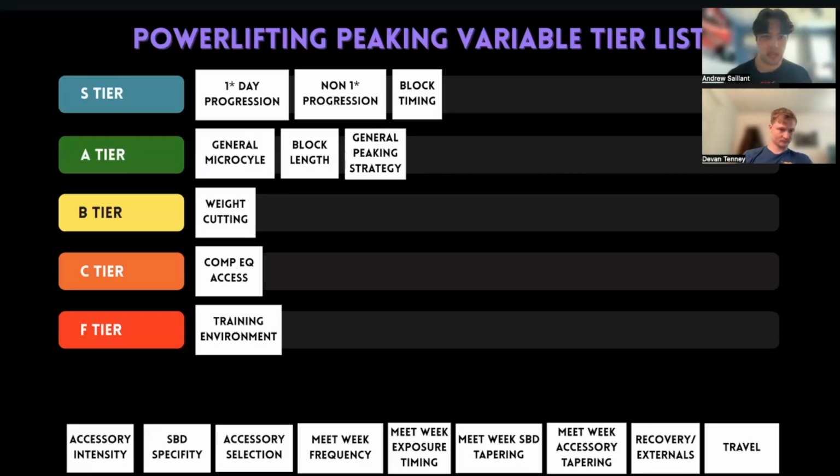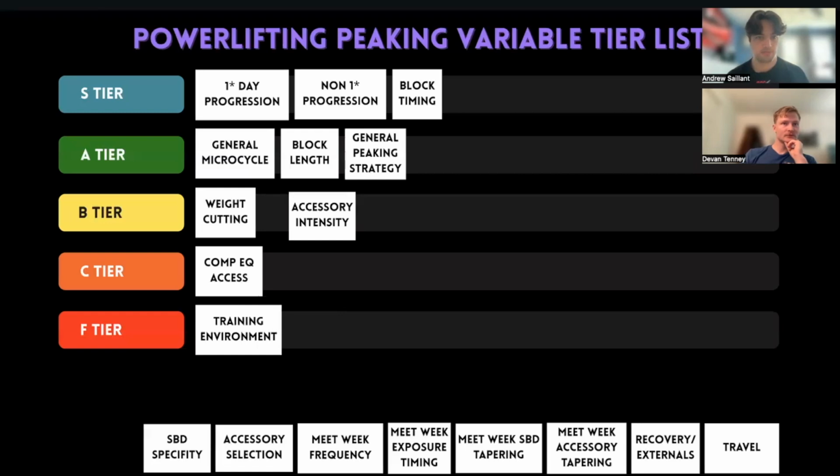tier. I would put it's probably more important than competition equipment access. It's probably more important than weight cutting. So I'd say we'll put it in B tier. That would be my vote. Sure. I'll put it here behind weight cutting for now because I think again these are just very subjective in terms of how we can view them, but I'll just leave it here for now. Yeah, works for me.